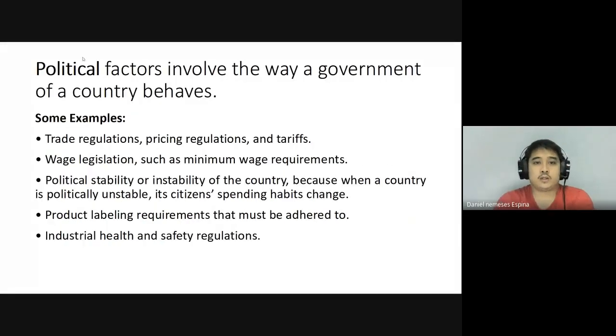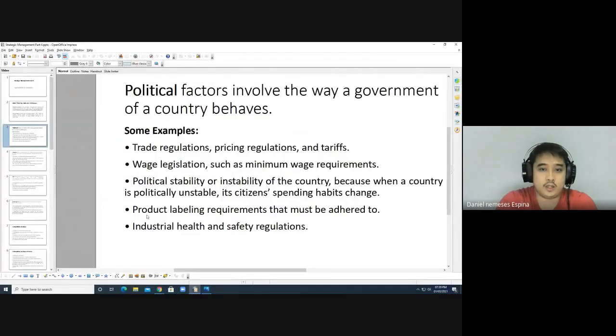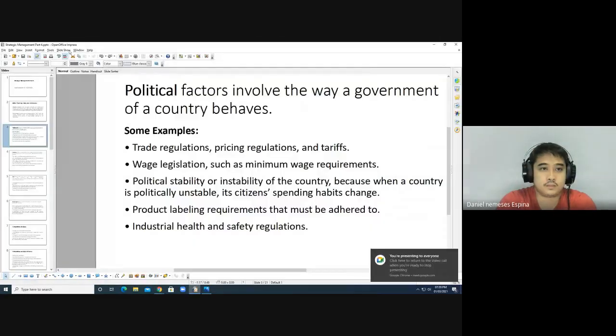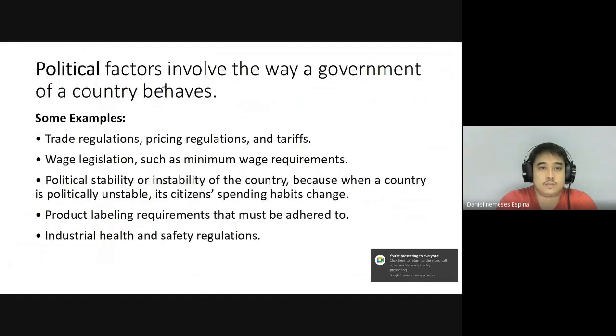So when we say political factors, it involves the way the government behaves. So factors involve the way a government of a country behaves. So examples of political factors are trade regulations, pricing regulations, and tariffs, wage legislation such as minimum wage requirements, political stability of the country or its instability. So its stability will affect the citizens' spending habits.